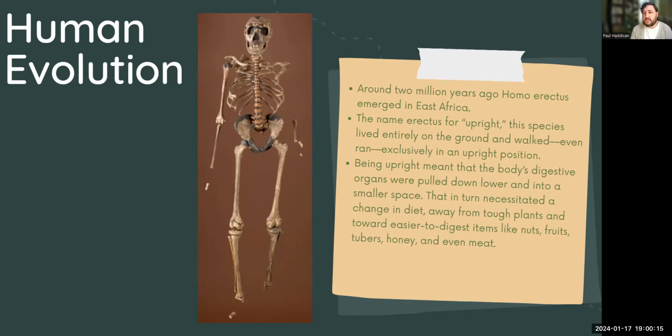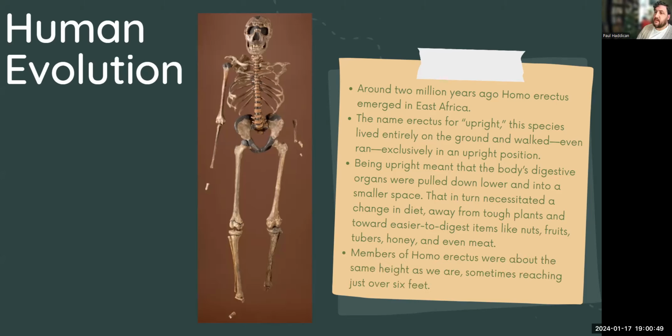So their digestive organs are pulled down lower into a smaller space, which also changes their diet. You don't have the big stomach, the big organs to digest those tough plants, right? And to keep that full for a long time. It's smaller, so it can't take as much food. So we start going towards easier to digest items like nuts, fruits, tubers, so potatoes, root vegetables, honey, and even meat, right? Things that are easier to eat, but you have to eat more of.